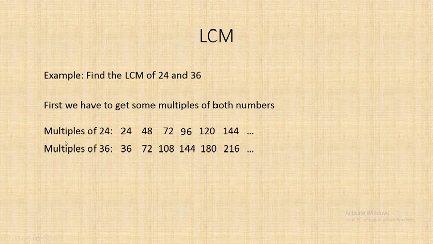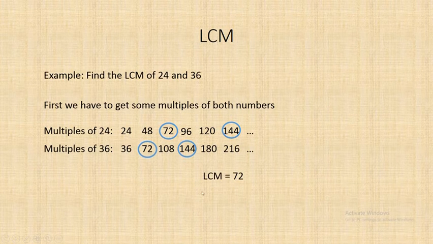So we got multiples of 24 and 36. Let's get the common of them. Let's circle the common numbers between them, the common multiples. So 72 is common here in both of them, and 144 is common between the two numbers. So what's the least common multiple of them here? Yes, exactly, it's 72. So this is the LCM of 24 and 36.